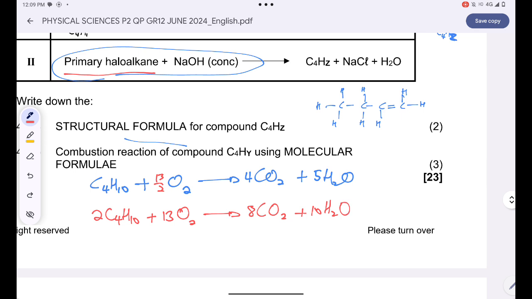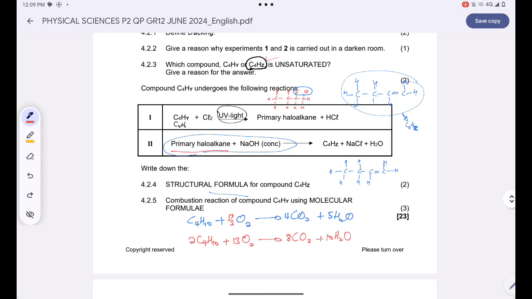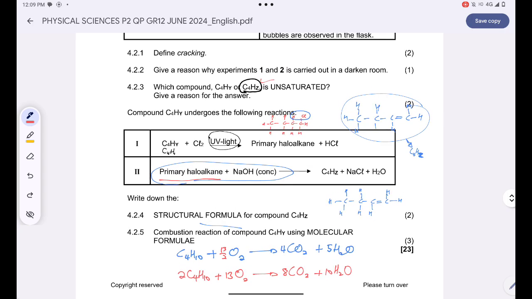If you check, guys, we have 8 carbons and 8 carbons. How many hydrogens? 2 times 10, that's 20. We also have 20 hydrogens. The number of oxygens: it's 13 times 2, that's 26. I have 8 times 2, that's 16, plus 10, that's 26. So everything is balanced, guys. So that's how we're supposed to tackle that question and get your full marks.